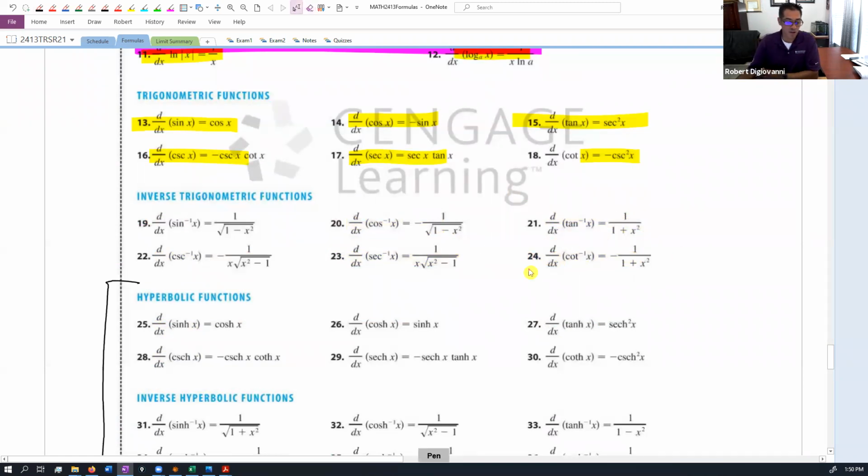Okay, so let's just take a look at this real quick. What is the derivative of the inverse sine, the arc sine function? 1 over the square root of 1 minus x squared. Do you see that? That is the derivative of the inverse sine.